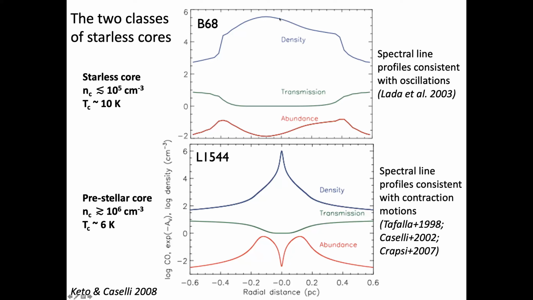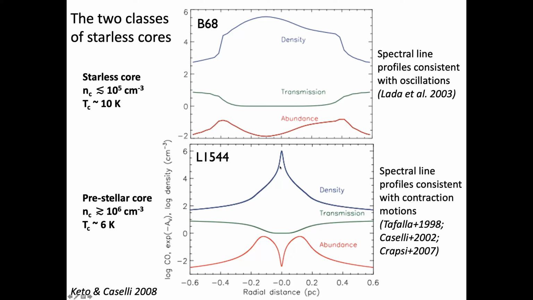But you can see here the density is not very high. The central density has a very strange shape, and it's most likely in hydrostatic equilibrium, but kind of oscillating. And the density doesn't reach much more than, say, 10 to the 5 per cubic centimeter. The temperature is typically 10 Kelvin. This is the dense core temperature. So when you look at the spectral lines, you see profiles that are consistent with oscillations. And this was a beautiful work done by Charlie Lada and collaborators in 2003.